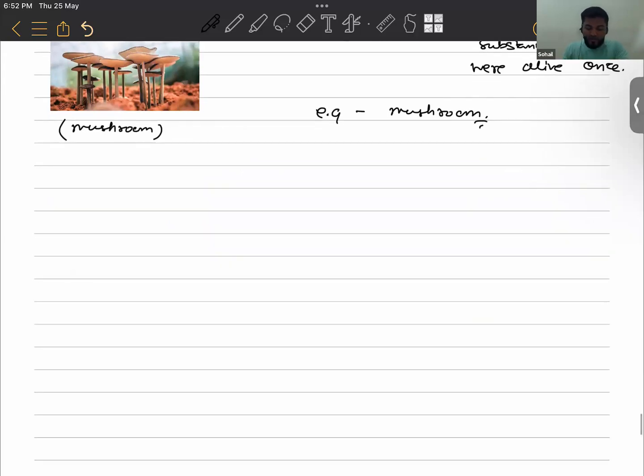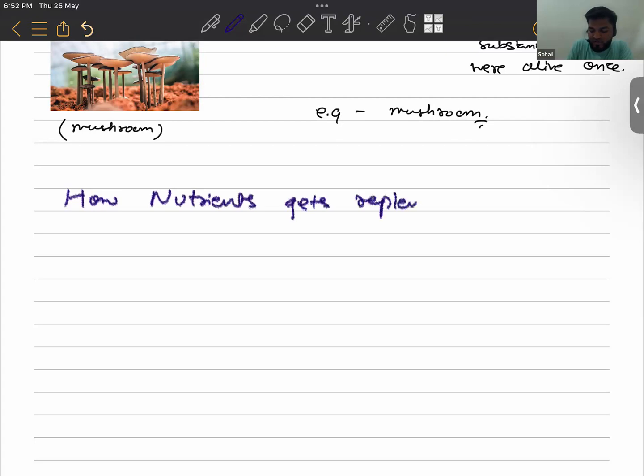Okay. Now, how do the plants replenish the nutrients in their soil? Like we are continuously growing different types of crops on our land. Okay. The nutrients present in the soil must get exhausted after some time. Right. So the next topic comes here, how nutrients get replenished in the soil.